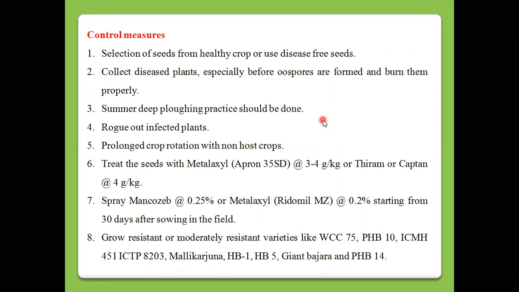Okay, then goes to the last point in downy mildew disease of bajra, that is control measures. You know the primary infection takes place through use of infected seeds. To avoid this problem, always use disease-free seeds or select seeds from healthy crops in a particular field. This is one control measure against the downy mildew pathogen.